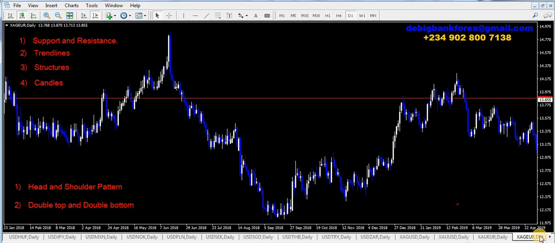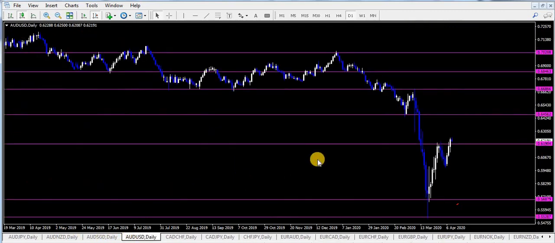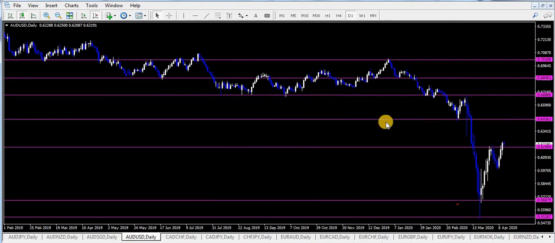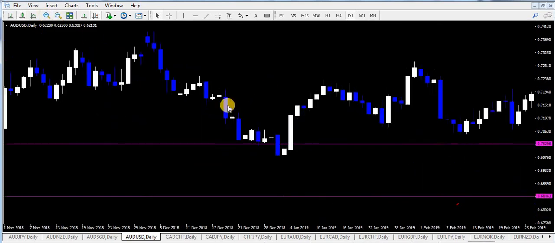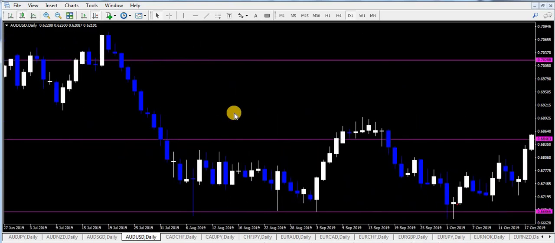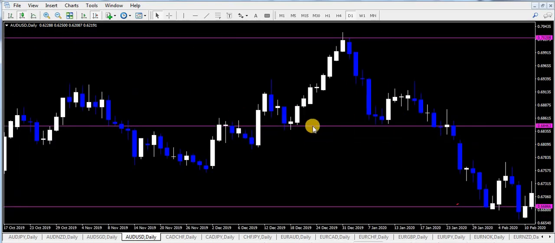Okay, let me go back. Let me look for another pair. I think this is another example. Now consider the market started from here, coming up, retracement, impulse, retracement, and got to this level.